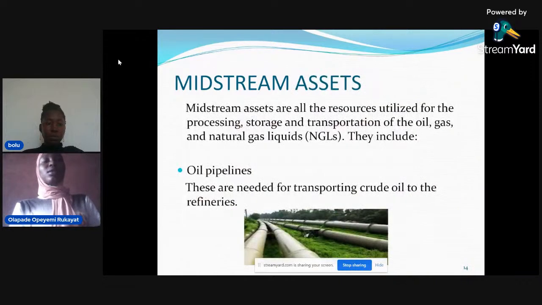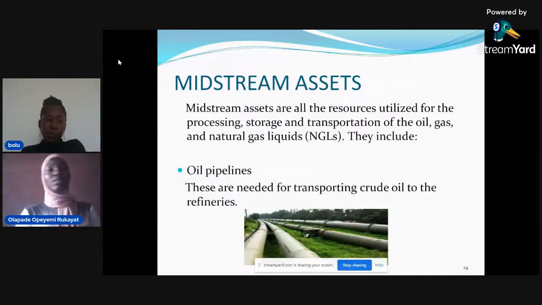Okay. So the midstream assets. These are just the resources that are utilized for the processing, storage, and transportation of the oil, gas, and natural gas liquids. So these are the resources that are also needed for the smooth processing, storage, and transportation of all of that.